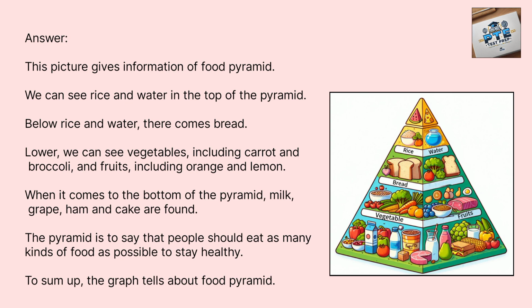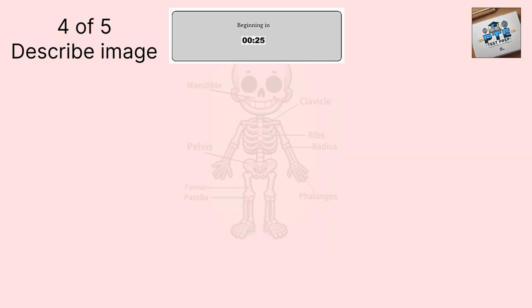When it comes to the bottom of the pyramid, milk, grape, ham, and cake are found. The pyramid is to say that people should eat as many kinds of food as possible to stay healthy. To sum up, the graph tells about food pyramid.